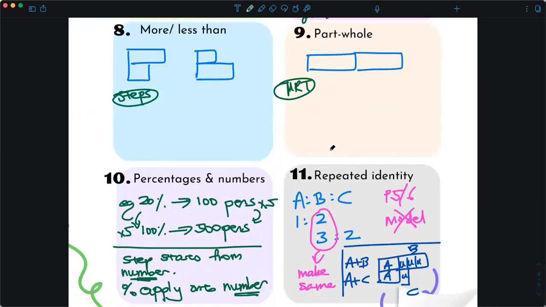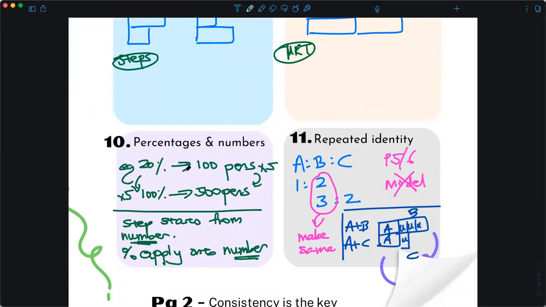Then for percentages and numbers, take note that it's an arrow, not an equal sign. It's like 20% is equivalent to 100 pence. So when you want to find 100%, you can times 5 instead of finding 1%.